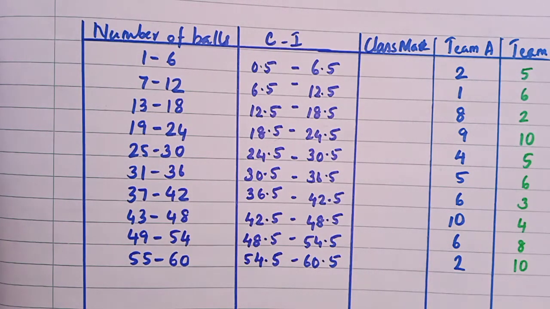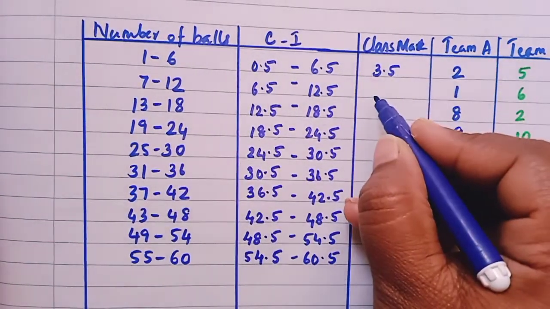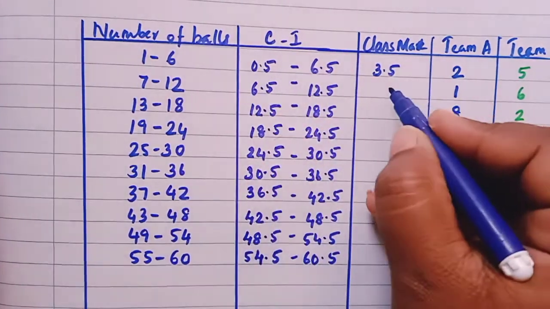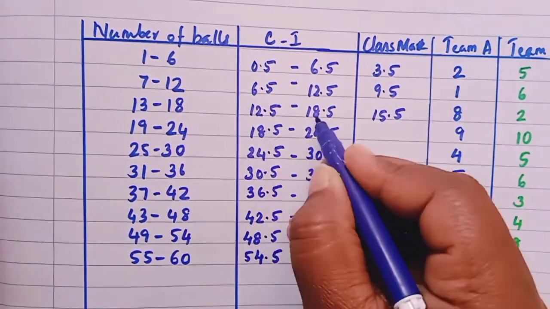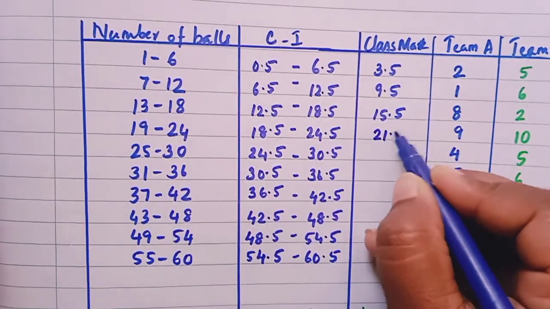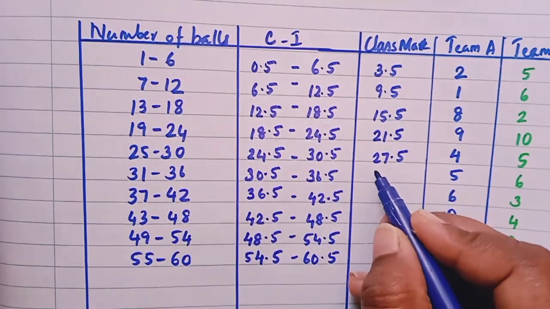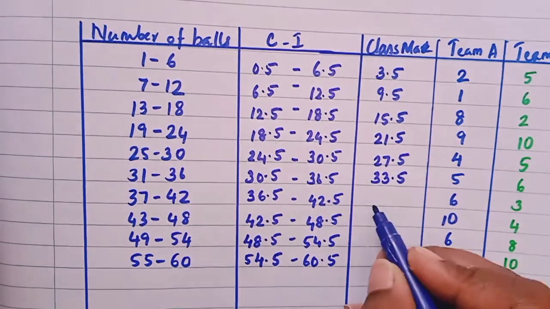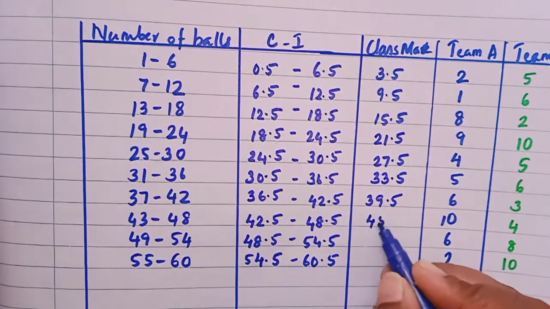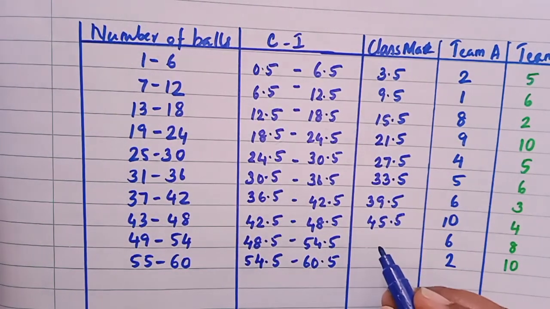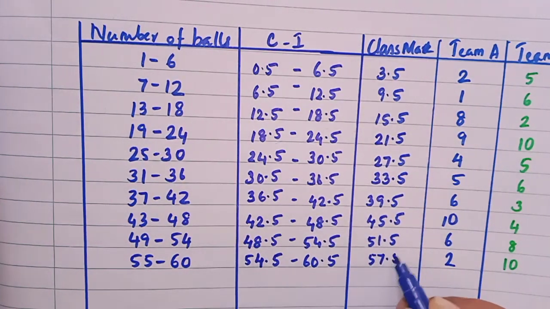Now the next step is to find the class mark. You have to find the class mark for representing the frequency polygon. You know how to find the class mark: add both and divide it by 2. The first one is 3.5, then 9.5, 15.5, 21.5, 27.5, 33.5, 39.5, 45.5, 51.5 and 57.5.